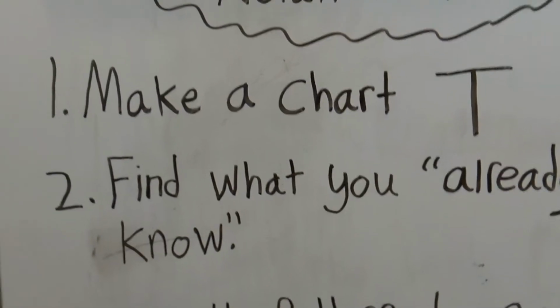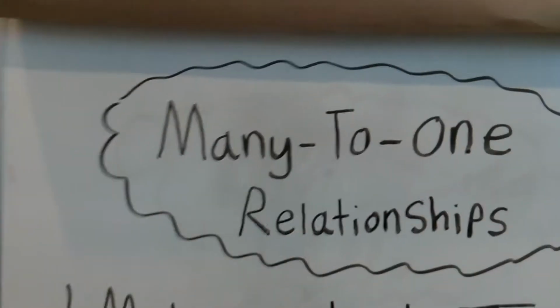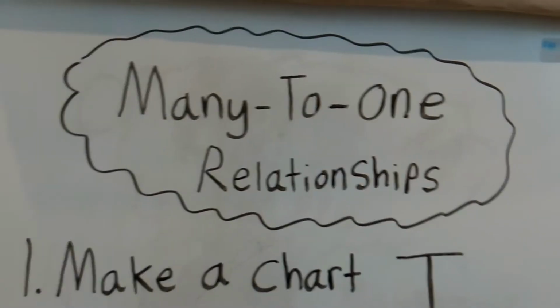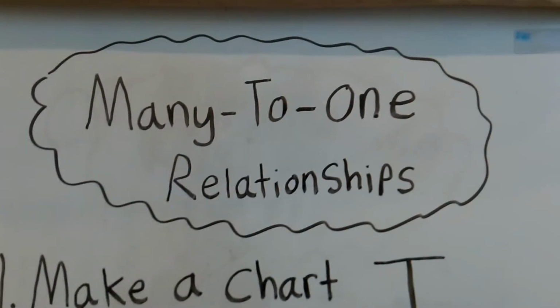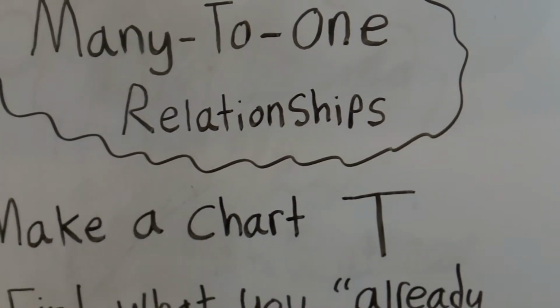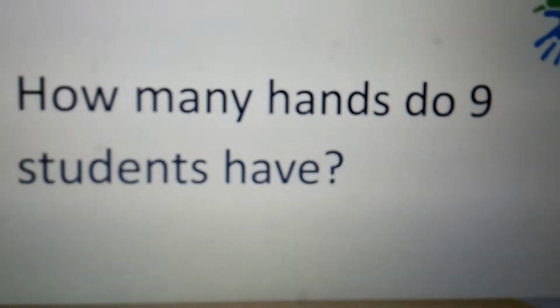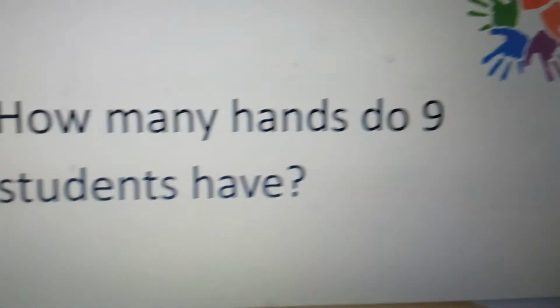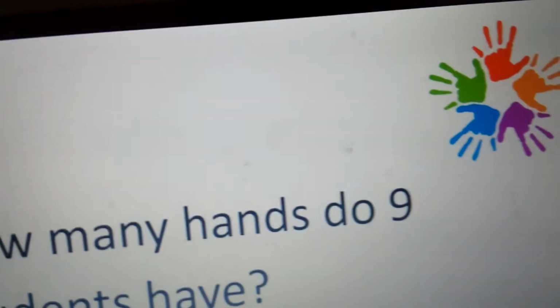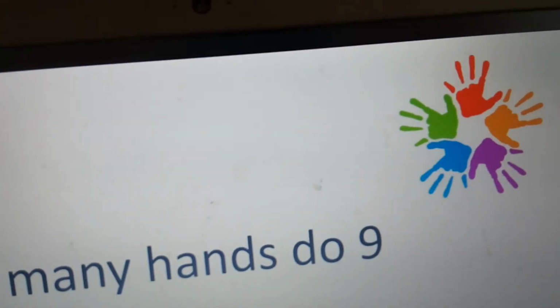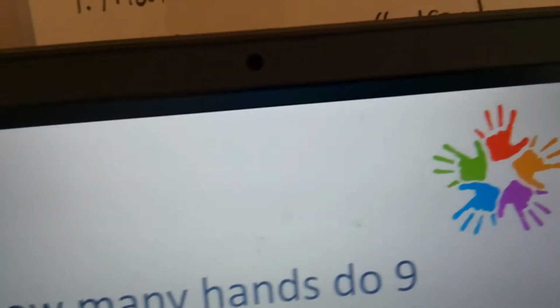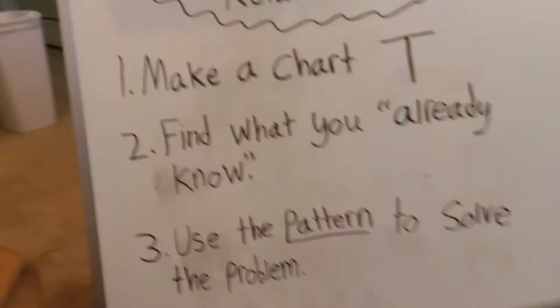Now, in order to do this, I'm going to first model a many-to-one relationship for doing our steps. Your job is to listen very carefully with your eyes and ears. So I'm going to start with the following problem. It says, how many hands do 9 students have? So I know I'm looking for a comparison problem again. To solve this, I'm going to first use paper because I really like using paper because it helps me put my ideas down.